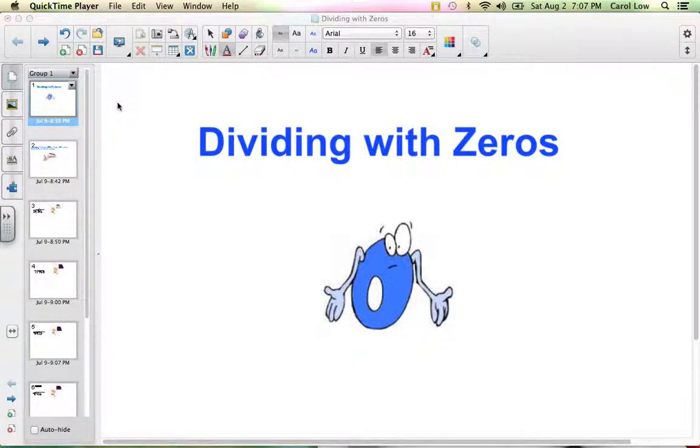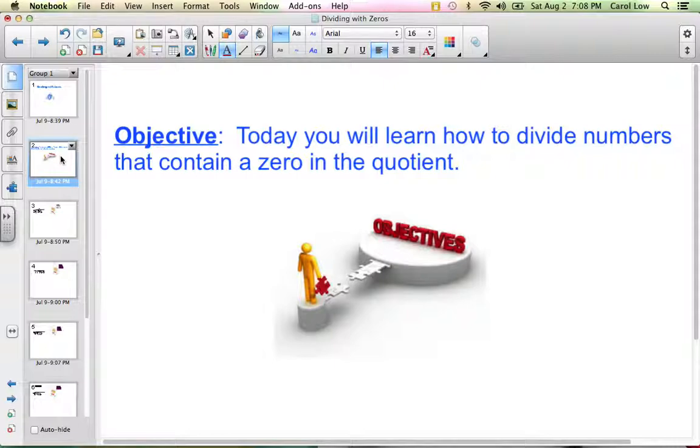Hi everyone! Today we are going to be looking at doing division problems that contain zeros in them. So, dividing with zeros. Our objective today is you will learn how to divide numbers that contain a zero in the quotient. And if you remember, the quotient is the answer in a division problem. So when you hear the word quotient, you think, we're talking about the answer in a division problem.